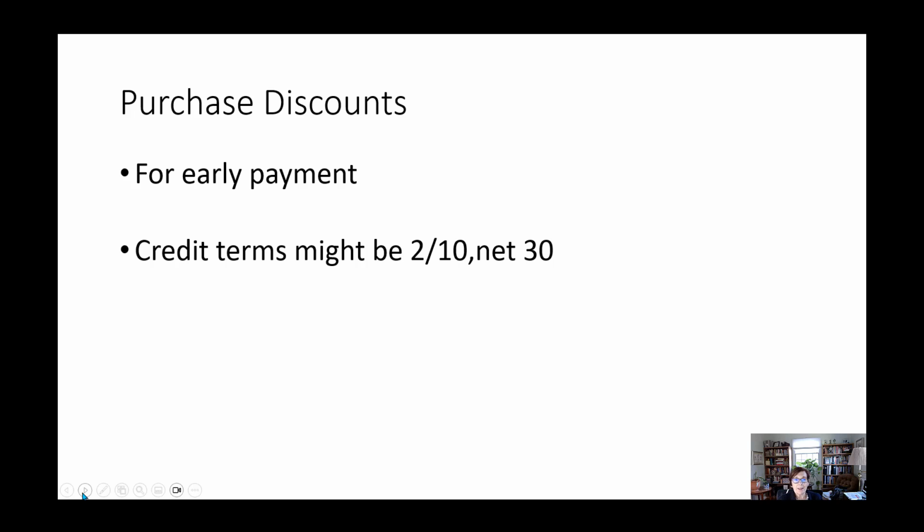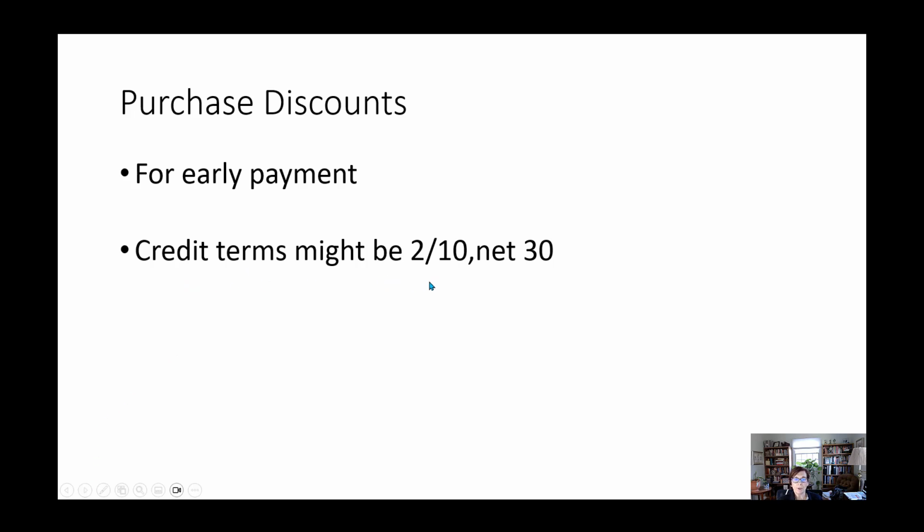Now, purchase discounts occur when a company allows another company to pay less if it pays its bill faster. Now, that makes sense, right? The company says to the other company, hey, if you pay me early, I'm going to give you a discount. So that's good for everybody because the seller gets the money faster and the buyer pays less, right?